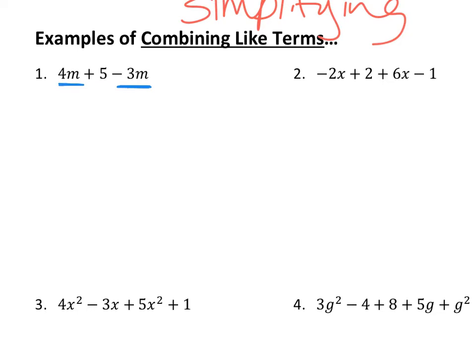4 plus negative 3. 1, I see you. That's a 1m, right? There's only 1m left. Now what do I do with that 5? It's all the way by itself. It has nothing to combine with. Do I just let it fly away? No. No, you got to add it towards the end.